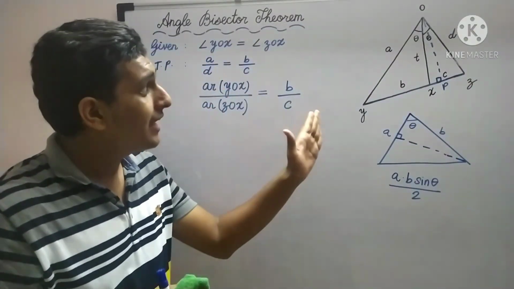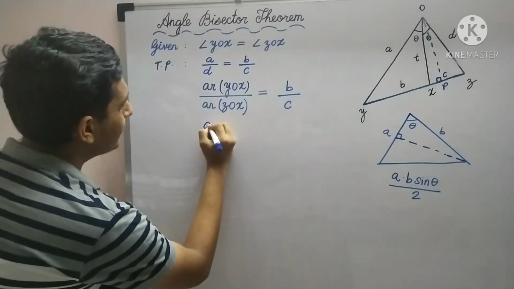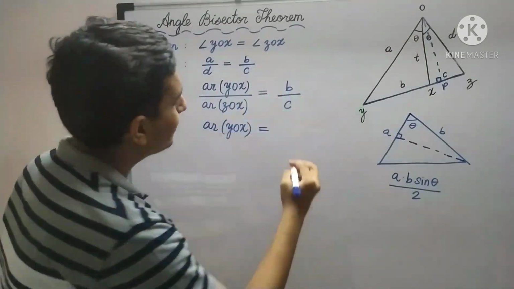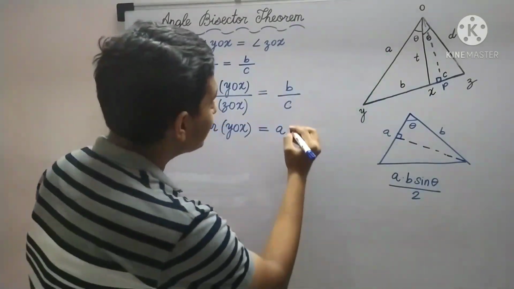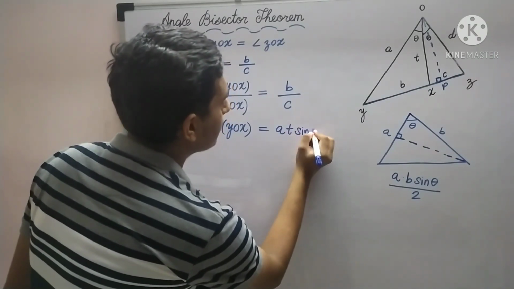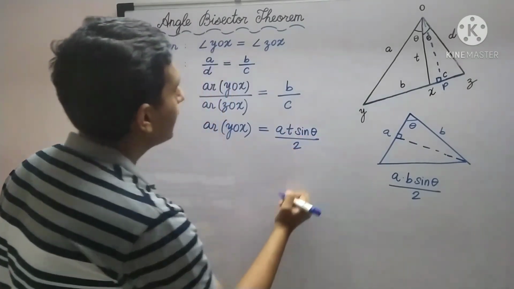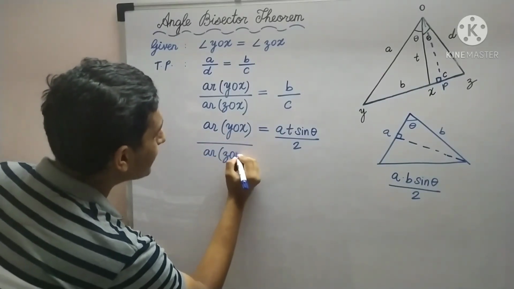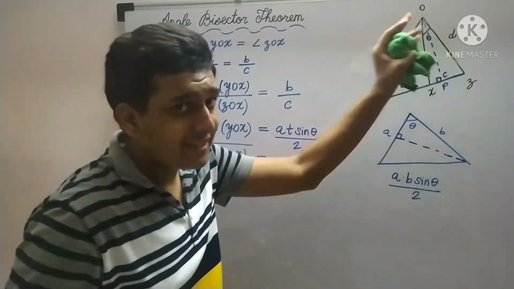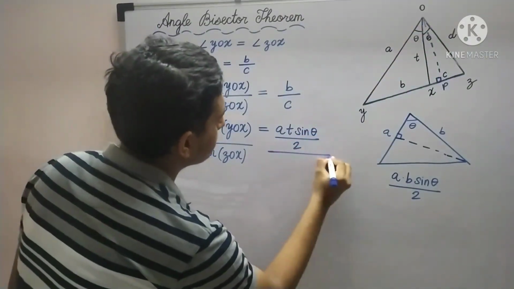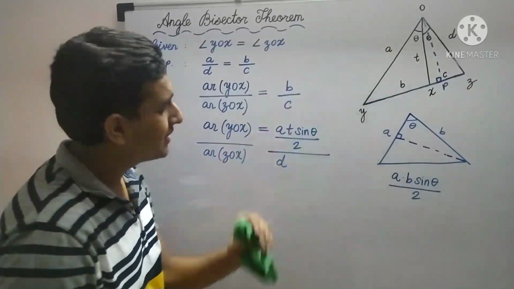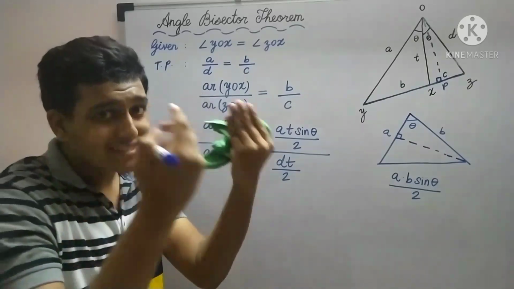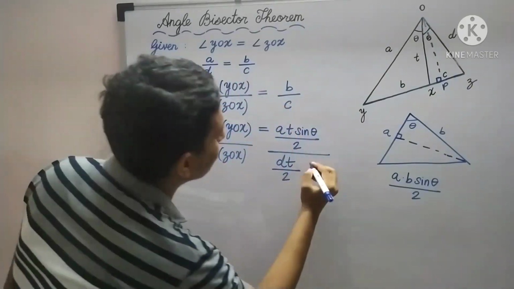Using this version, area of YOX is equal to A into T sine theta upon 2. Similarly, area of ZOX could be represented by D into the common side T by 2 and into the sine of the angle separating D and T, that is sine theta.